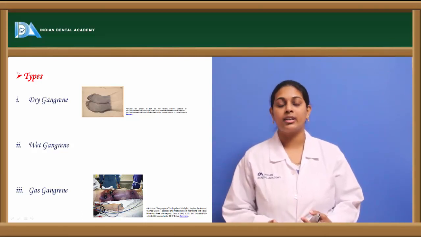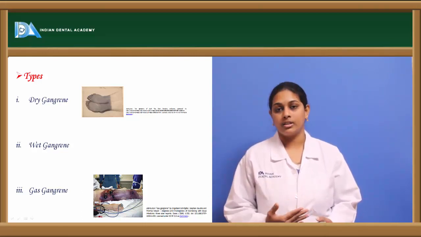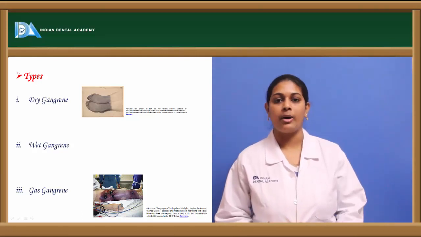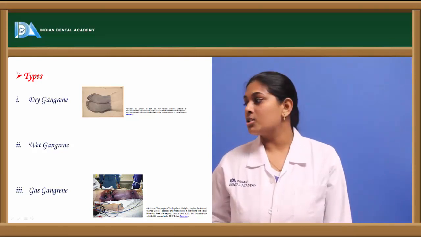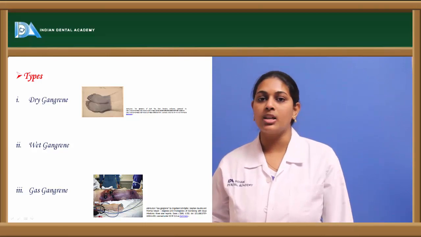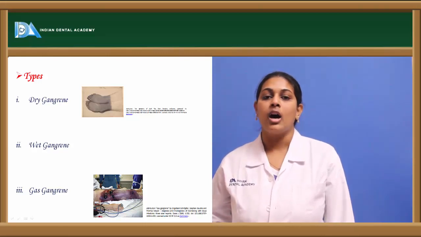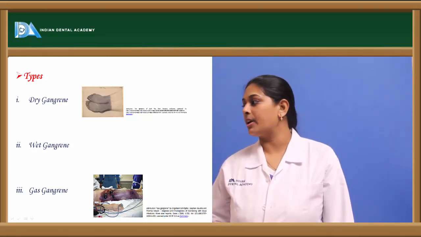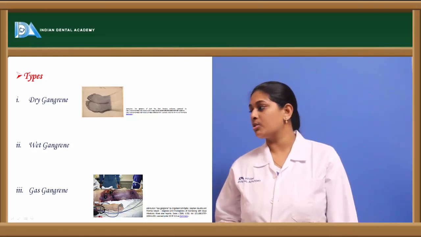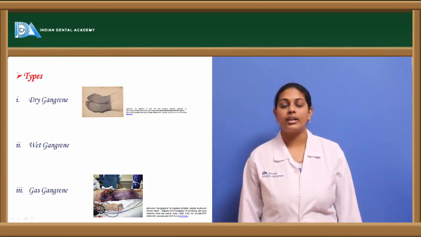gets dried off, and it keeps getting detached from the structure. That is, autoamputation is a process which occurs where the skin loosens off on its own, and thereby it appears shrunken also. This is a condition we see in dry gangrene. Whereas in wet gangrene, it is a condition where bacteria are thriving.